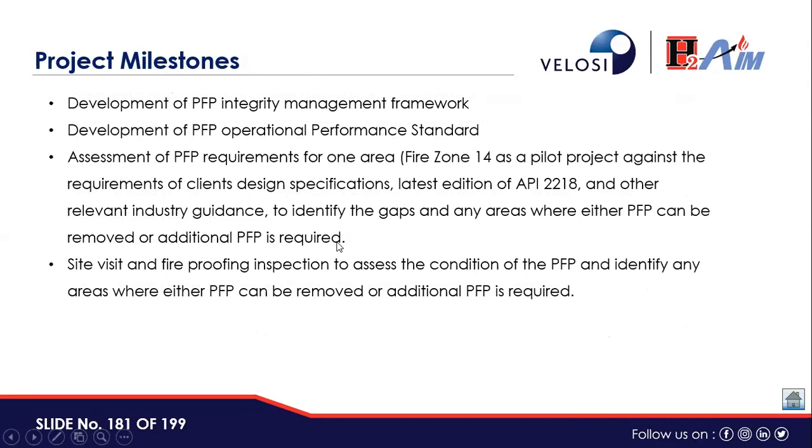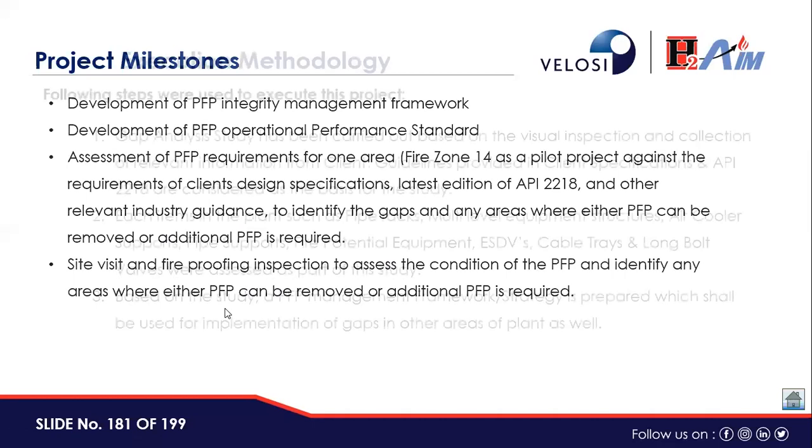Project milestones were development of the passive fire protection integrity management framework, development of PFP operational performance standard, and assessment of PFP requirements for one area, which was Fire Zone 14, as a pilot project against the requirements of the client design specifications, latest edition of API 2218 and other relevant industry guidance to identify the gaps and any area where either PFP can be removed or additional PFP is required. Then a site visit and fireproofing inspection to assess the condition of PFP and identify any areas where either PFP can be removed or additional PFP is required.